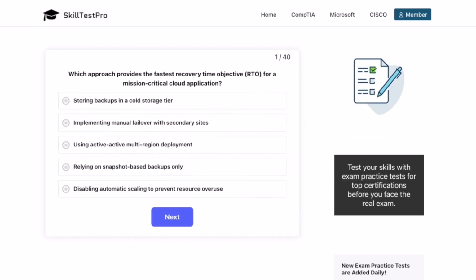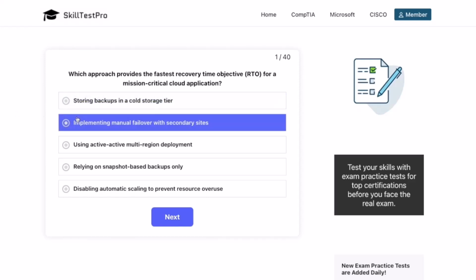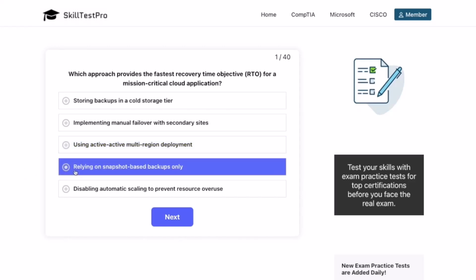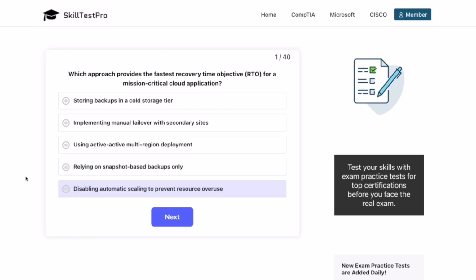Which approach provides the fastest recovery time objective, or RTO, for a mission-critical cloud application? Storing backups in a cold storage tier? Implementing manual failover with secondary sites? Using active-active multi-region deployment? Relying on snapshot-based backups only? Or disabling automatic scaling to prevent resource overuse?